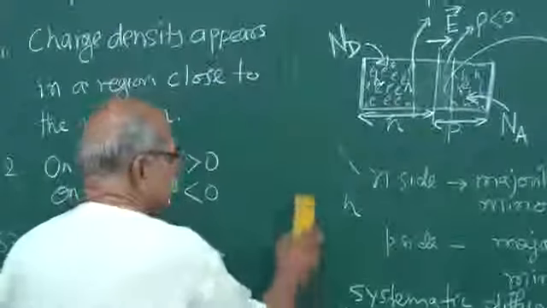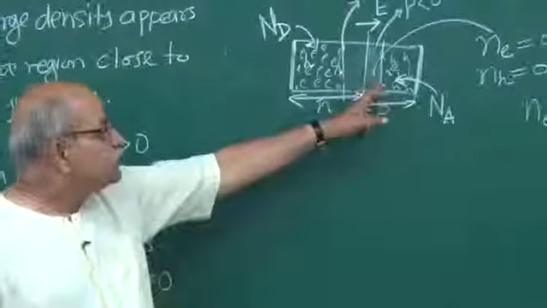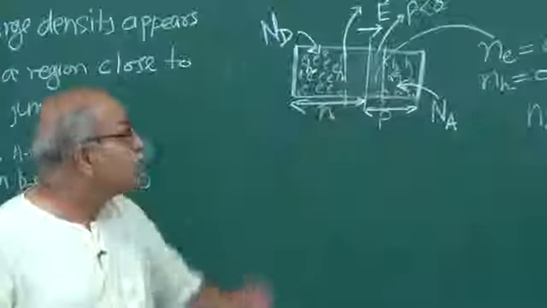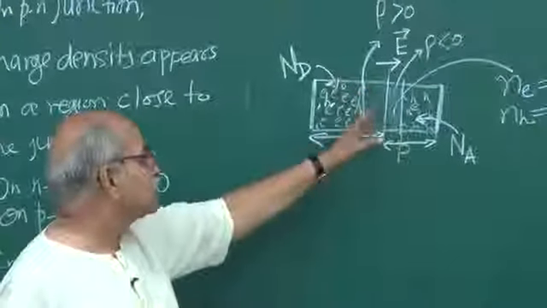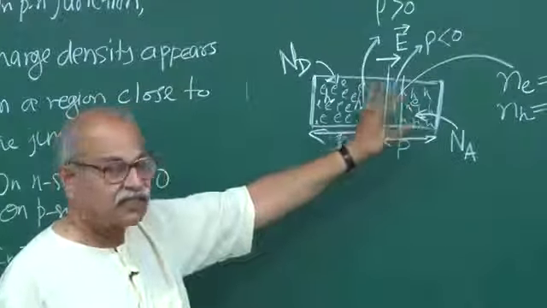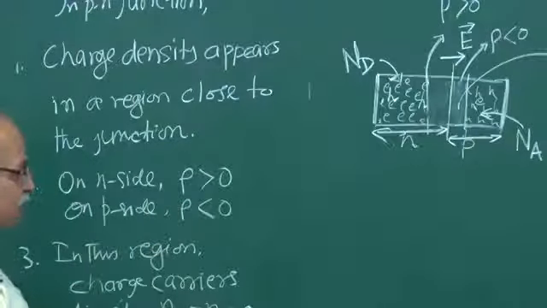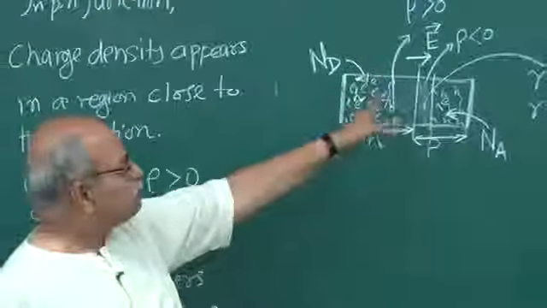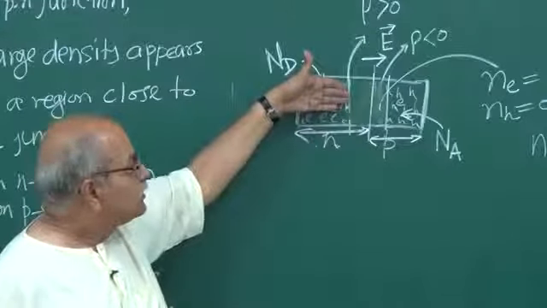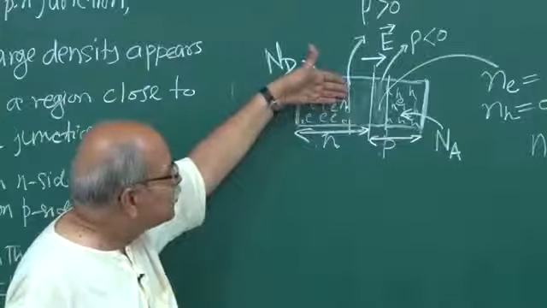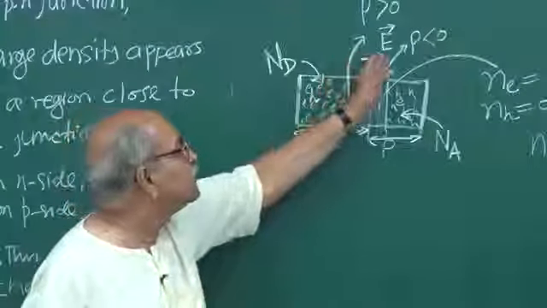Now, in this depletion region, you will have an electric field, because you have positive charges on this side and negative charges on this side; rho is positive here, rho is negative here. So, because of this electric field, the electric potential will decrease as you go from left to right in this picture. You are going along the electric field.